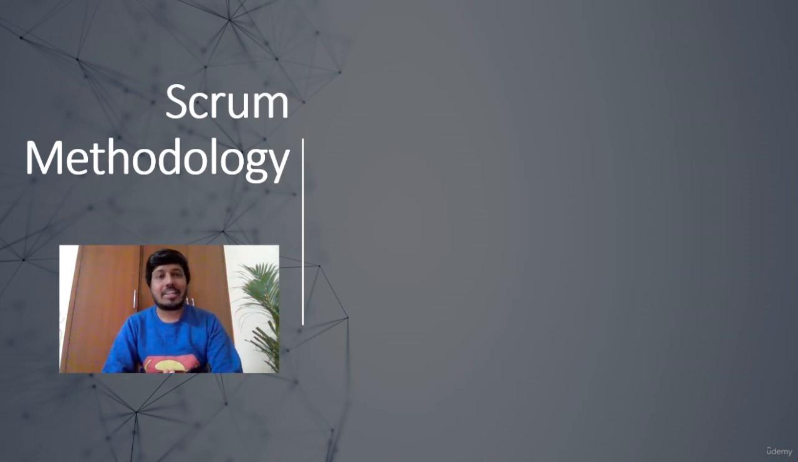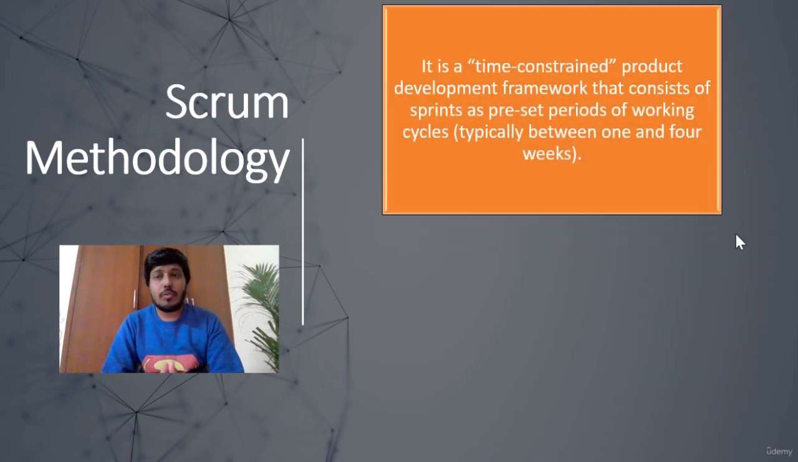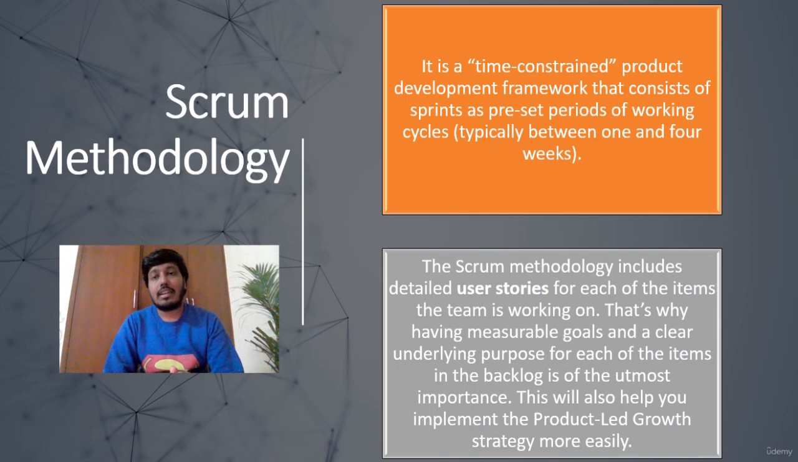Scrum. Scrum is one of the most popular agile implementation frameworks. It is a time constrained product development framework that consists of sprints as pre-set periods of working cycles, typically between 1 and 4 weeks. Each sprint should have its own goal set collaboratively by the product manager, owner, and everyone involved in the delivery.